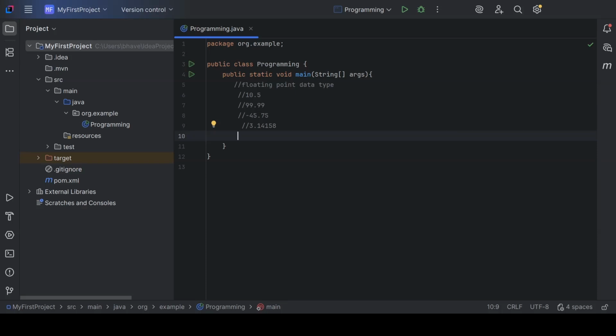So, what are the types of floating point data types? Java provides two floating point data types, that is float and double. Both are used to store decimal numbers, but they differ in memory, size, and precision. Let's look at each one in detail.